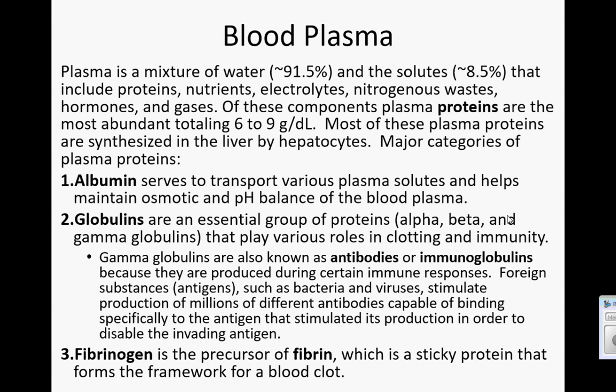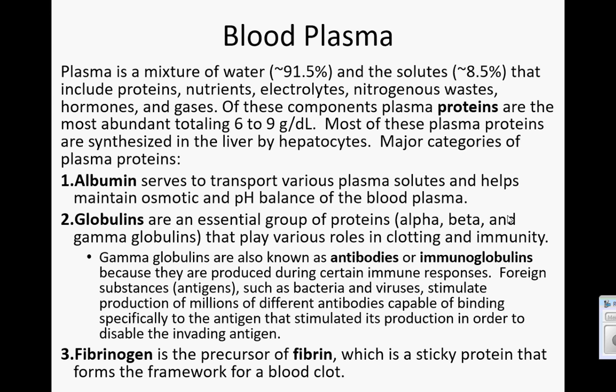Let's first talk about the plasma. We don't spend a whole lot of time talking about plasma in this class, but I do want to mention it a little bit more in greater detail, because there is some important homeostatic function that occurs within our plasma. All right, so what is plasma?